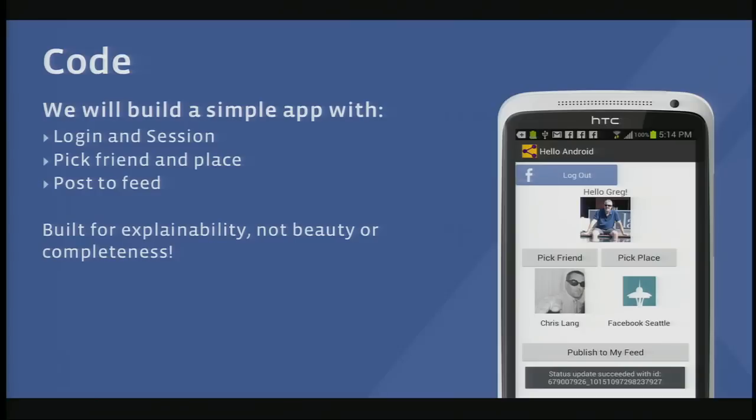I picked Facebook Seattle in this case, and it gives you the opportunity to publish that to your feed as a Graph API publish. When you do that, it'll pop up a little bit of toast that will say the status update has succeeded with that ID.